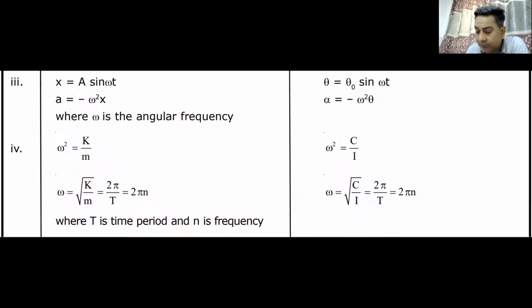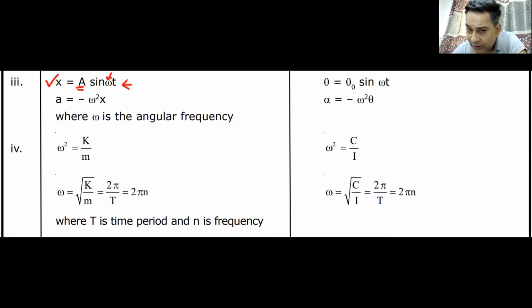Well, then we come to the next part where we see the equation of SHM. x is equal to a sine omega t. Remember the meaning of the terms. x is the displacement of particles from the mean position, a is the amplitude, t is the time, and omega is the angular frequency. Do we remember this? Yes, sir.